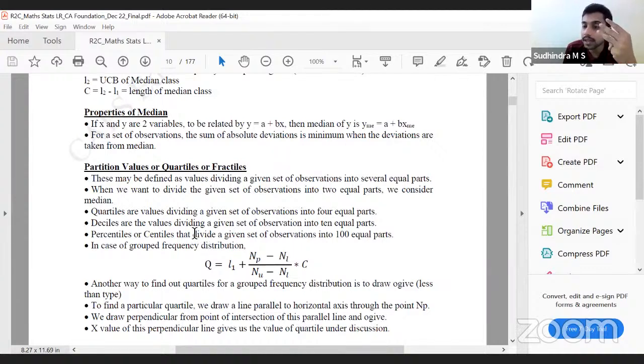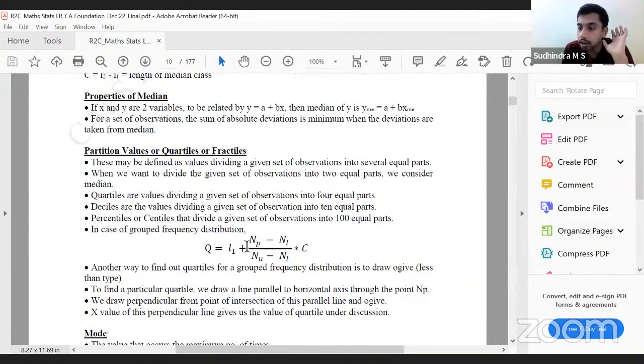So we have 3 quartiles. 10 equal parts, deciles. We have 9 deciles. 100 equal parts, percentiles. We have 99 percentiles.